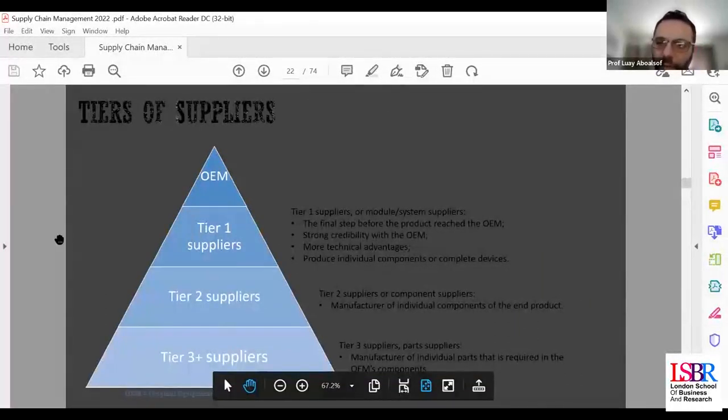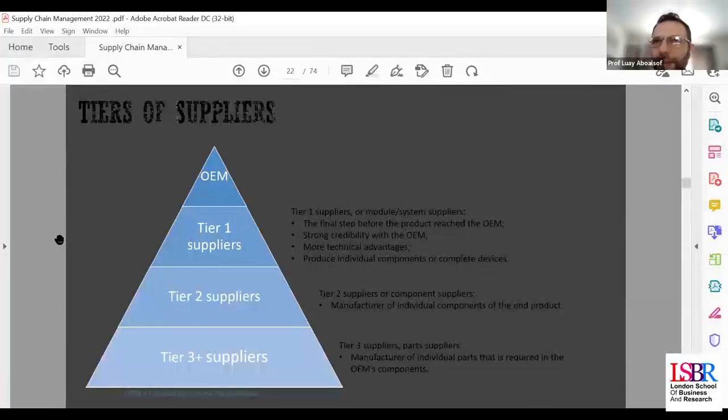So when I come to my suppliers themselves, they can have three tiers or more. Tier one supplier, when they have a strong capability of distribution and everything, they have more technical advantages. Basically, they are the best supplier for me. Tier two suppliers only produce one part of the components, for example. Tier three suppliers are the people who produce only spare parts or after-sale services or different elements of suppliers. Now, this is really just the tiers of suppliers. You can also design it the way you would like to shape or design your supply chain management system.